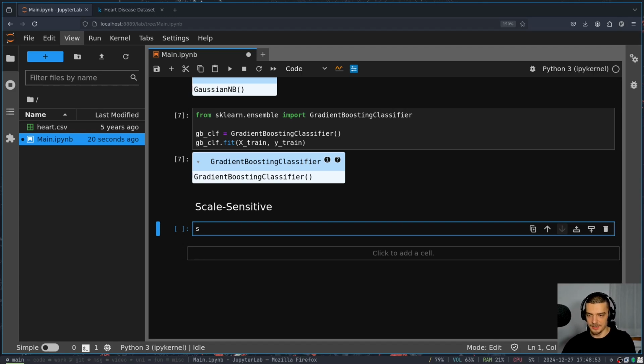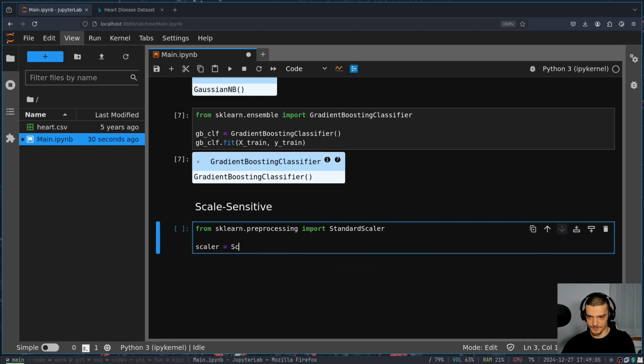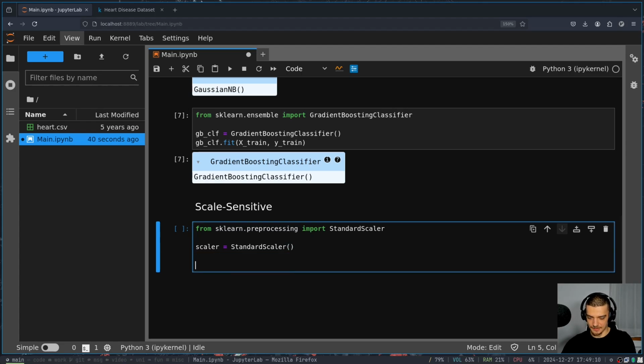So we're going to say from scikit-learn dot preprocessing, we're going to import the standard scaler. We're going to create an instance of it, and we're going to scale our training data. So we're going to say xtrain is going to be equal to scalar fit transform. So we're going to fit the scalar on the data, and we're going to also transform the data. And of course, this should result not in xtrain, but in xtrain scaled.